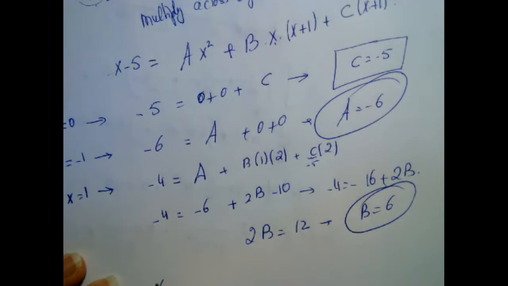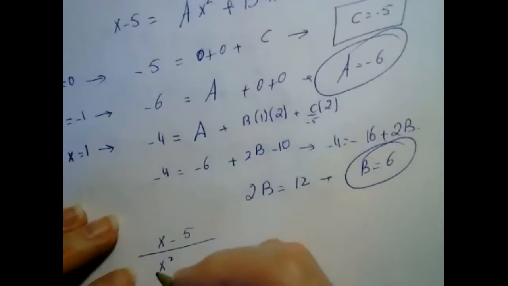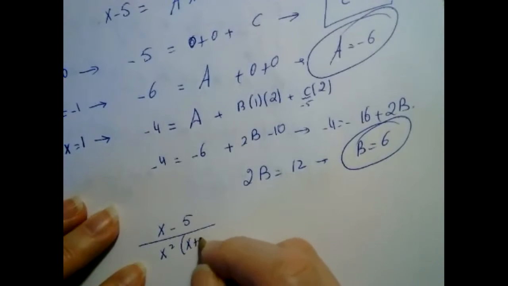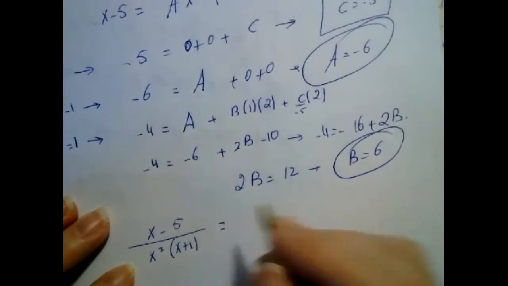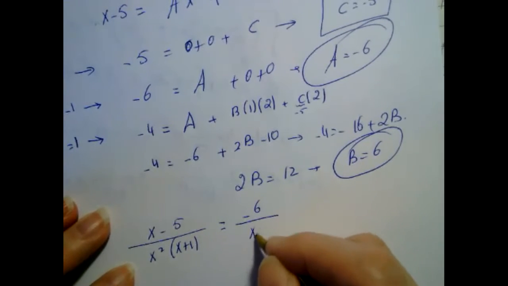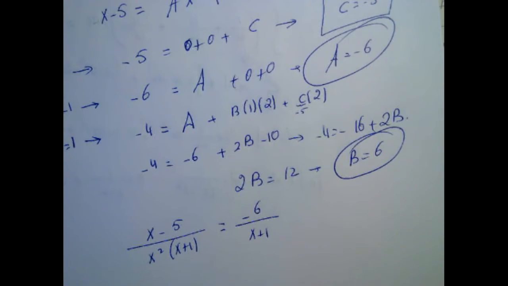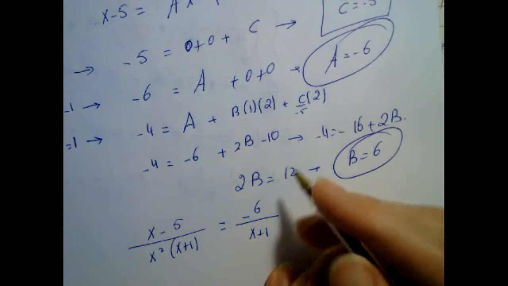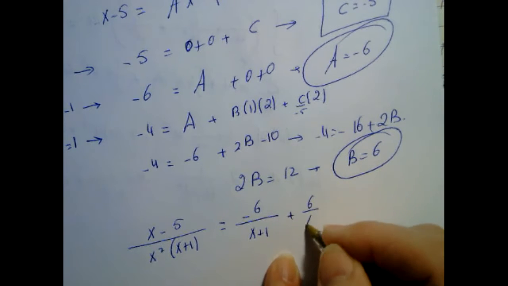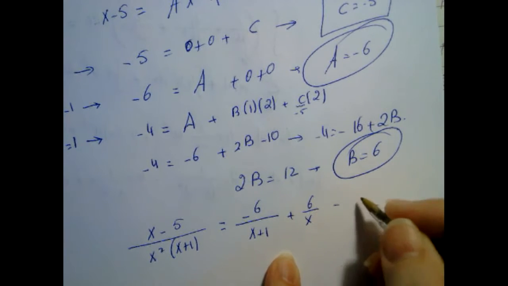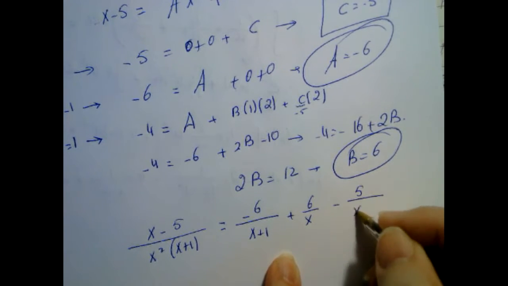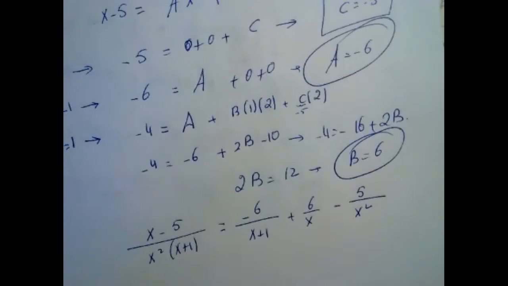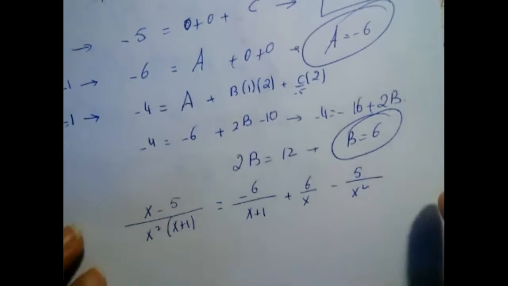And this tells me that my very, very complicated expression is equal to a, which means minus 6 over x plus 1. So we really broke it up into fairly simple terms to evaluate, plus the b, which is 6 over x, plus the c over x squared. And I remind you, this process is called partial fraction decomposition.